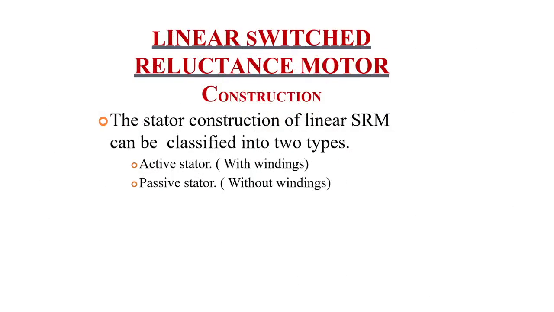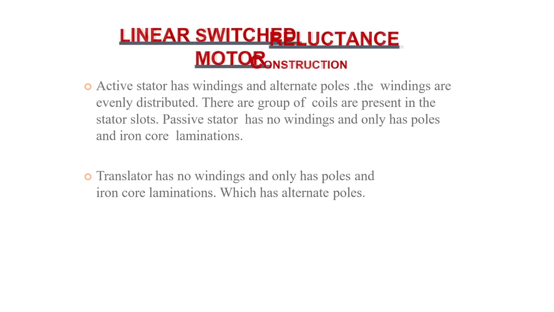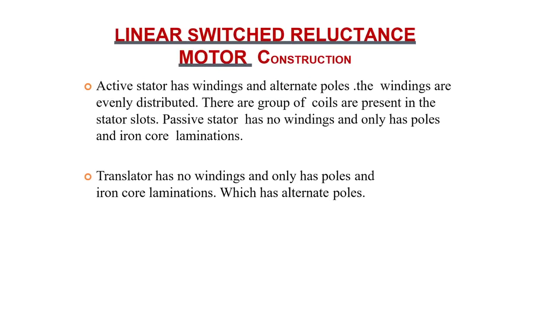Let us see the construction of a linear switch reluctance motor. Stator construction of linear switch reluctance motor can be classified into two types: active stator and passive stator. Active stator has windings and alternate poles. Windings are evenly distributed and there will be a group of coils present in the stator slots. Passive stator will have no windings and has poles and iron core lamination.